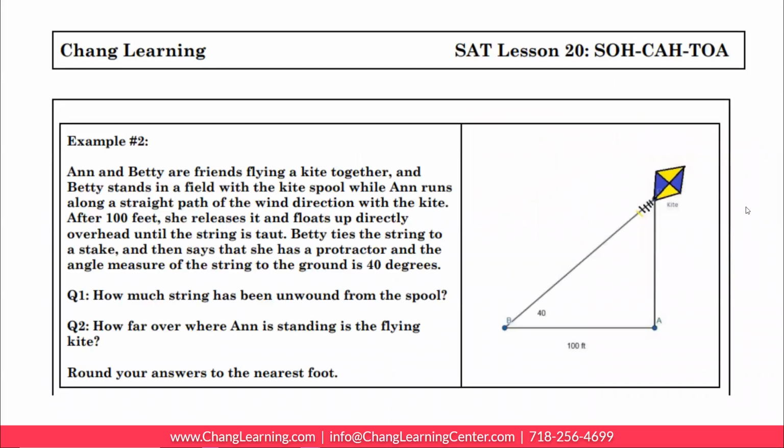So here's an example, again, with two friends. Here's Anne and Betty, and they're flying a kite together. Betty stands in a field with the kite spool, and Anne runs along a straight path with the kite. This time she runs out 100 feet, and the kite flies directly overhead, and the string is taut, like a bowstring again. Betty ties the string to a stake and says that she's got a protractor and that the wind is blowing the kite so that it's at 40 degrees to the ground.